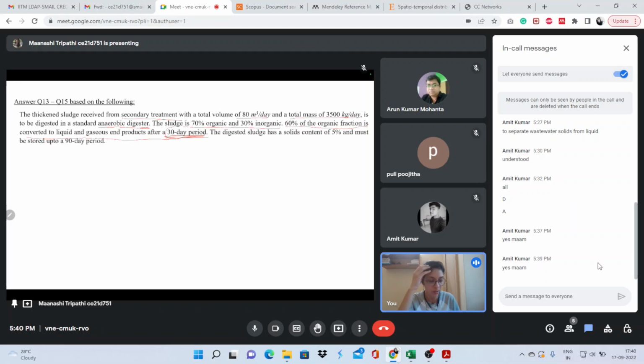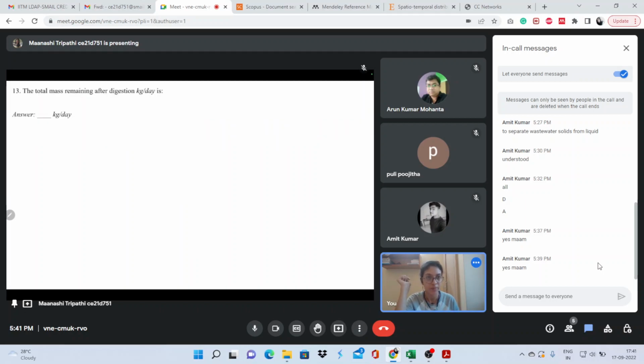This value depends upon the mass. Total mass, initial mass, is 35,000. See properly, 70% is organic, 30% is inorganic. And digester sludge has a solid content of 5%. These values will be used to solve this problem. Do you have any answer? I'll wait for a few seconds, then we'll see the answer.